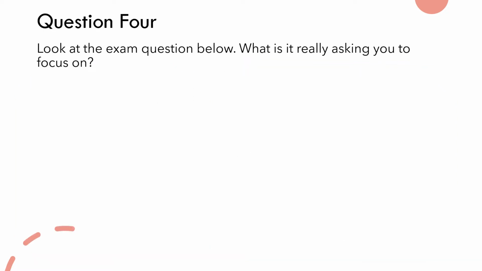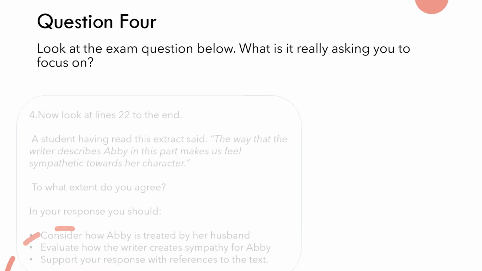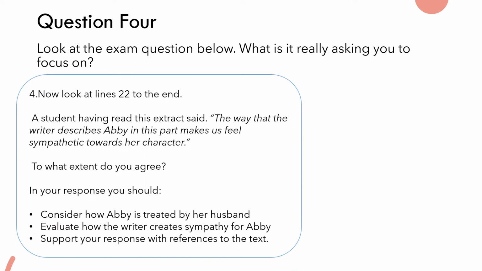Look at the exam question below. As we look at this question, I'd like to think about, what is it really asking you to focus on? Now question 4 does throw a lot of people off, because just when you look at it, it does look like quite a large question, and it can sometimes be quite overwhelming for students. So let's take a look at it now and see what the important aspects are of this question.